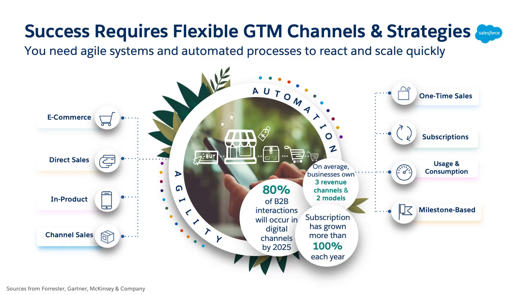We are seeing more and more B2B interactions going digital, and these businesses have multiple revenue channels and models through which they sell the product. On the left, you can see all the channels that the customers interact with the business: e-commerce, direct sales, mobile app, channel sales, etc. This is not an exhaustive list, but a representative one. On the right, you can see all the different ways that the businesses want to sell the products to the customers. We have one-time, pay once and use the product forever, subscriptions, termed versus evergreen, usage and consumption, and finally milestone-based. Well, subscription management kind of sits in the middle and ties together all those different combinations.